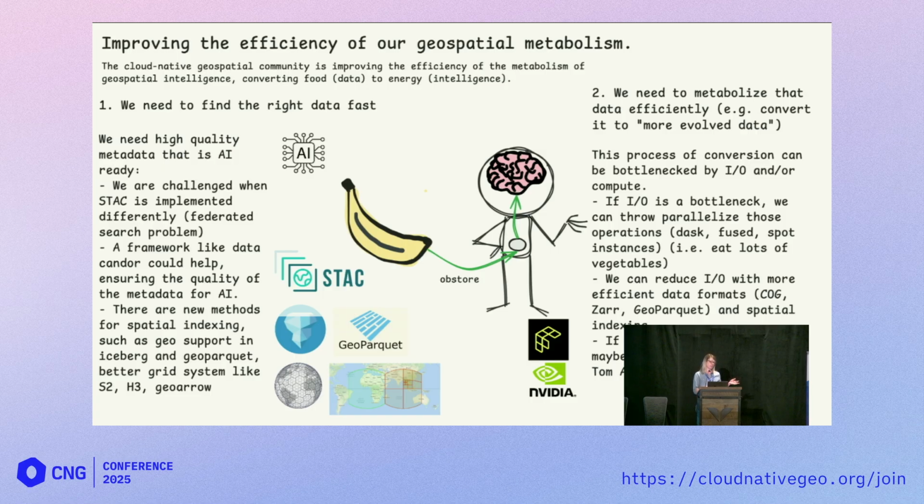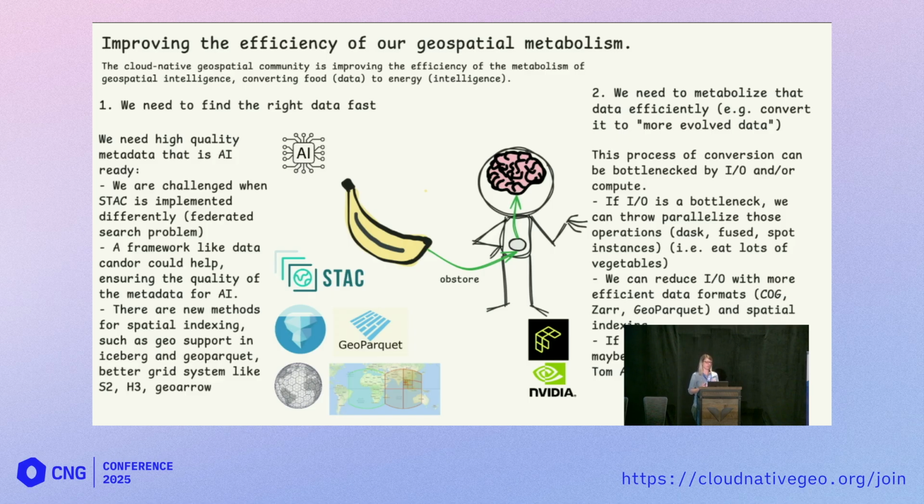So first of all, we're starting with how do we find the right data set? How do we find the right data fast? So we need high quality metadata that is AI ready, and we are challenged by things like how STAC is implemented differently, and this is the federated search problem. This was in one of the presentations, but basically when you want to search across STAC catalogs, it's impossible to do that in a uniform way. You basically need to create special adapters.